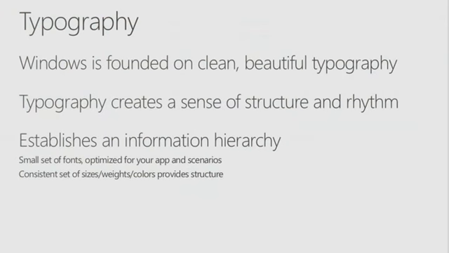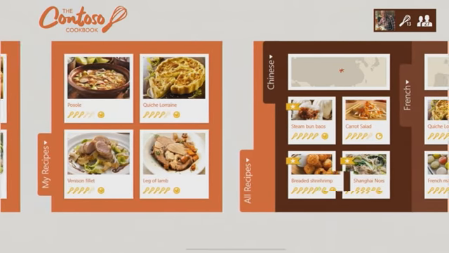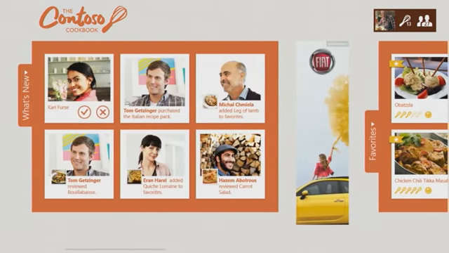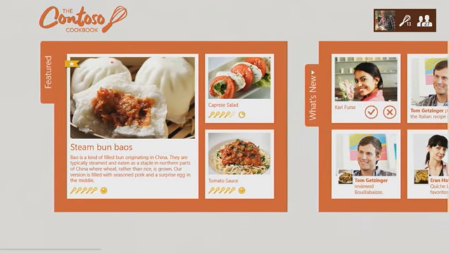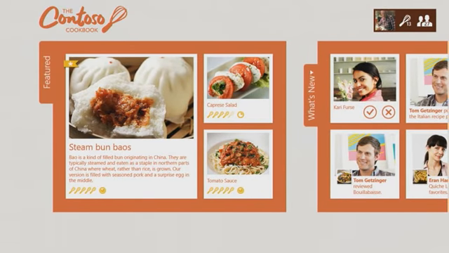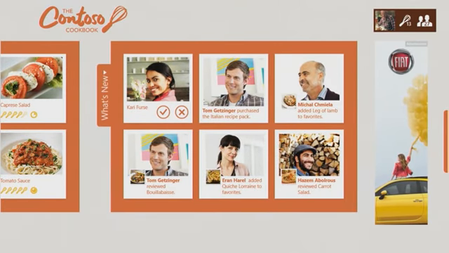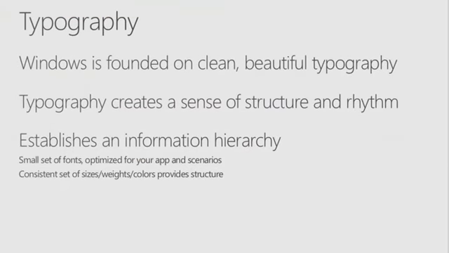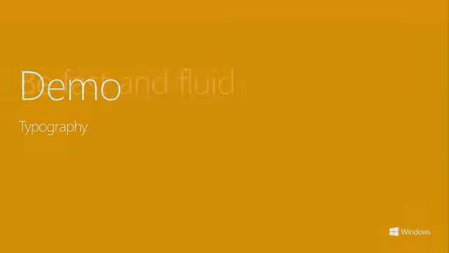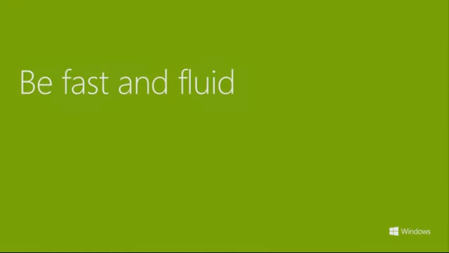So use a subset of fonts and use a subset of sizes and weights to communicate an information hierarchy within my app. And again, when we looked at the Contoso Cookbook app, your brain automatically sees, just based on the size of the fonts, that I'm looking at a featured section, a what's new section. I can see sub items within there, tertiary information just based on the difference between Tom Getzinger and the fact that he reviewed the bouillabaisse. And so it's a really easy trick that you can use within your application to provide that structure without having to add a whole bunch of Chrome to your app.